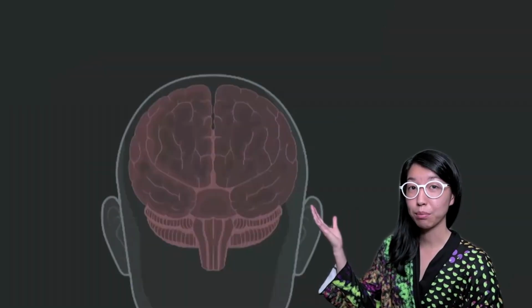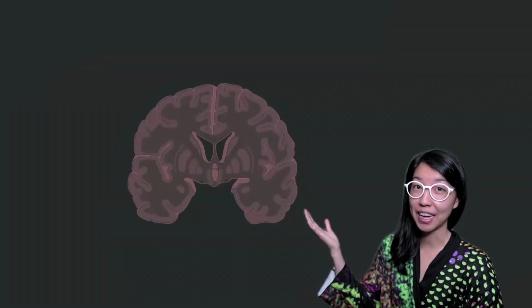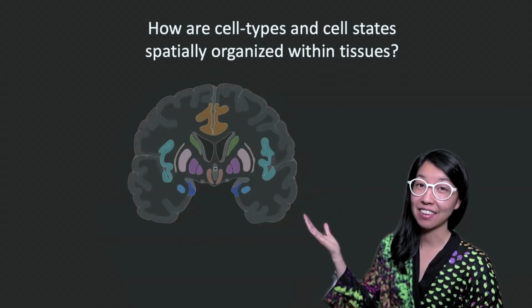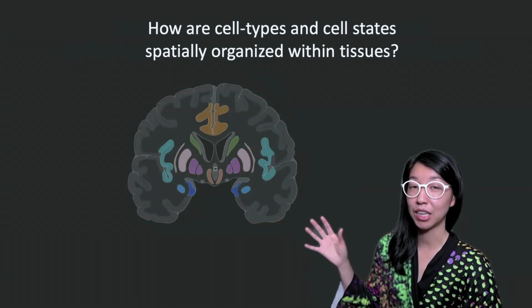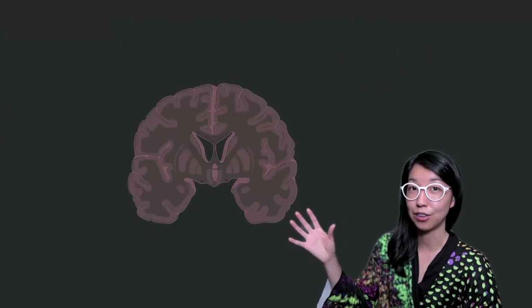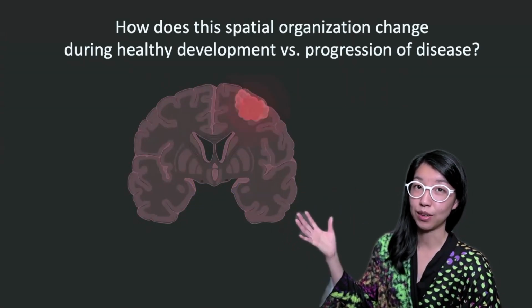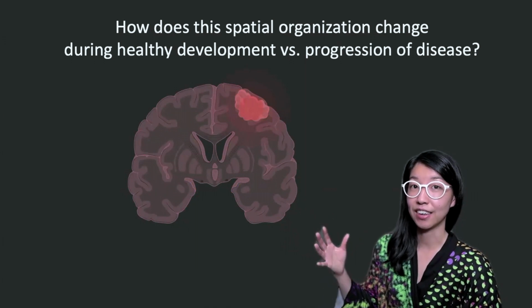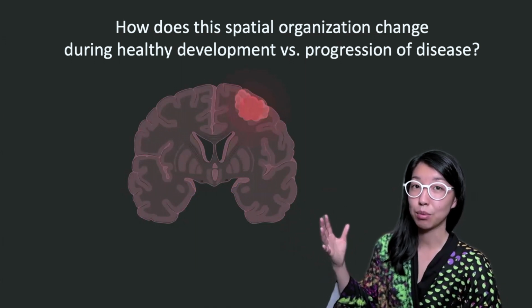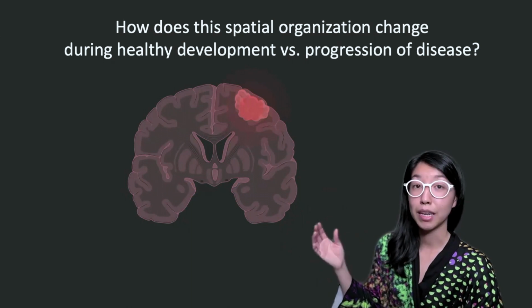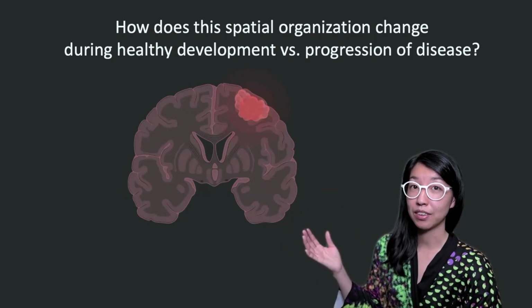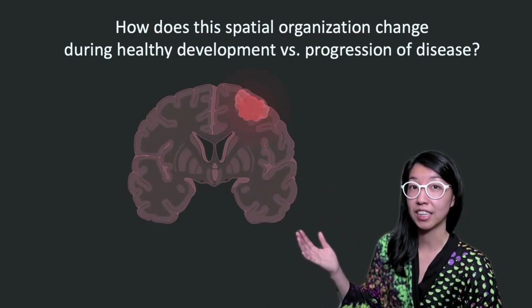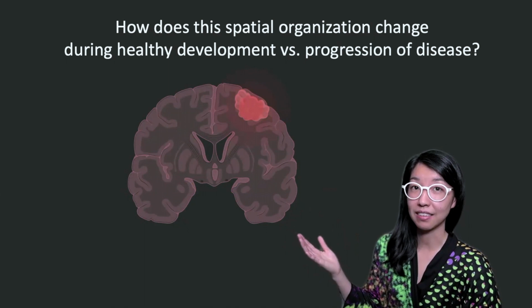When we look at a complex organ like the mammalian brain, we may be interested in asking questions like, how are cell types and cell states spatially organized within this tissue? And how does this spatial organization change during healthy development, as well as the progression of disease? By addressing these key biological questions, we may be better able to understand how spatial organization plays a role in tissue function, as well as disease pathogenesis.